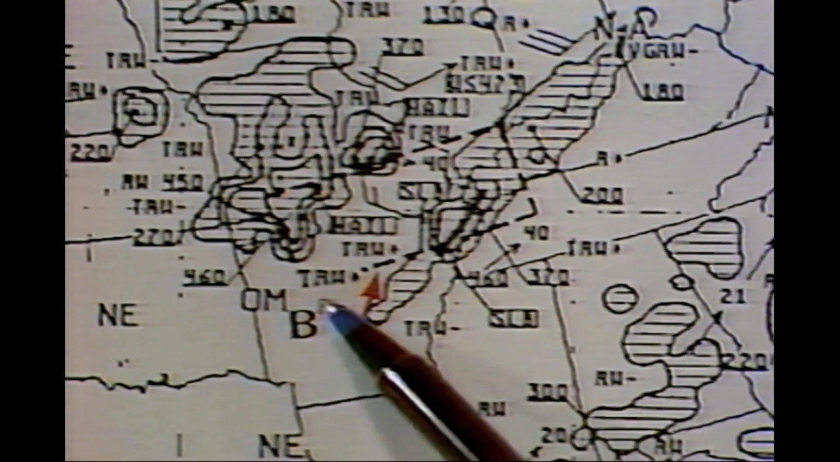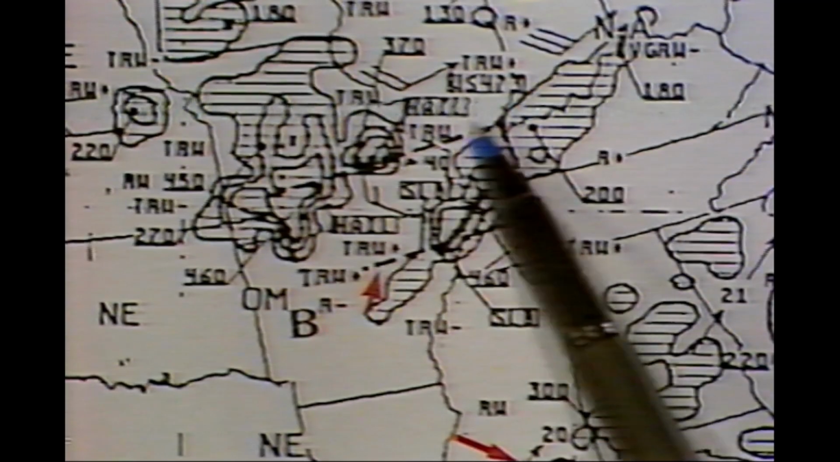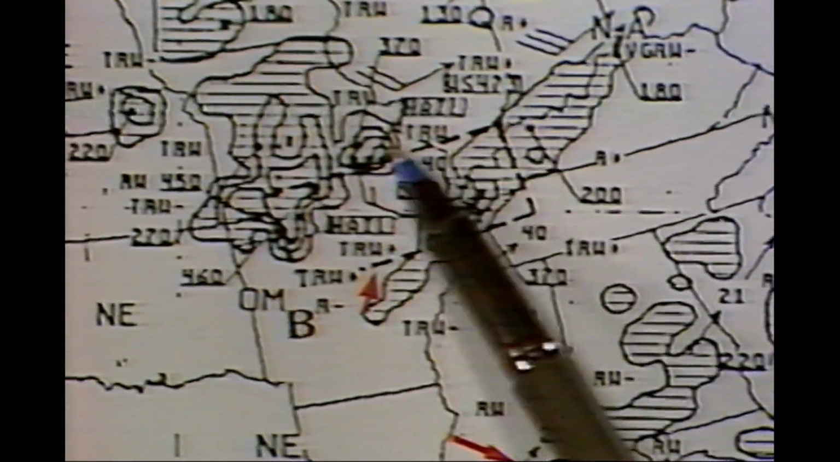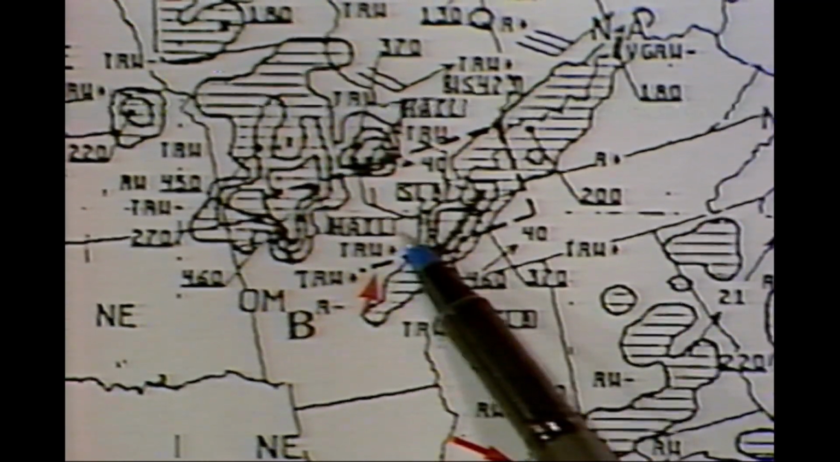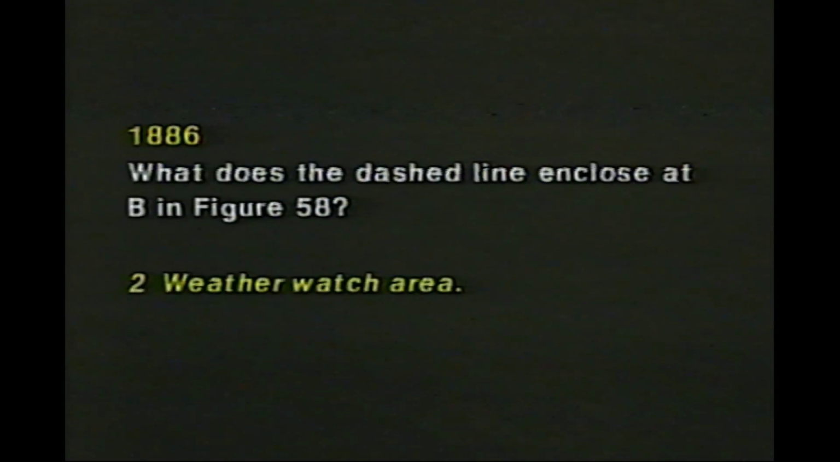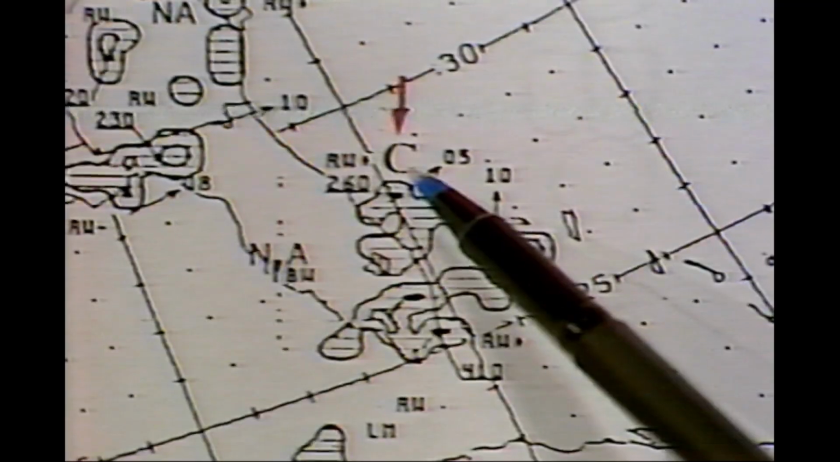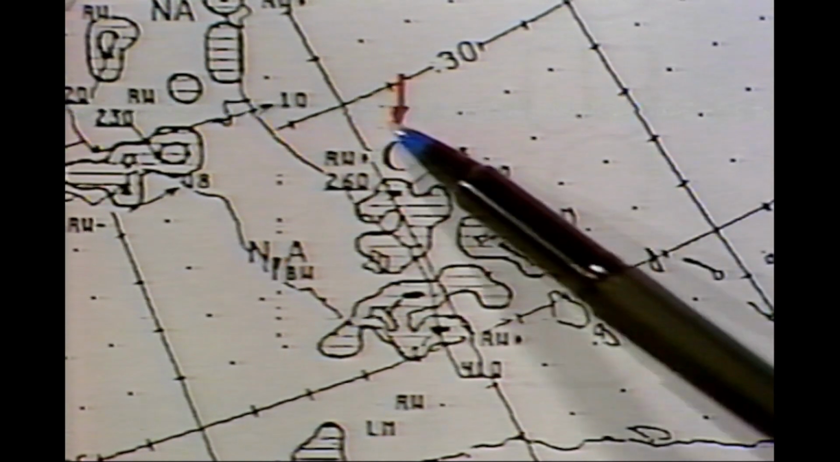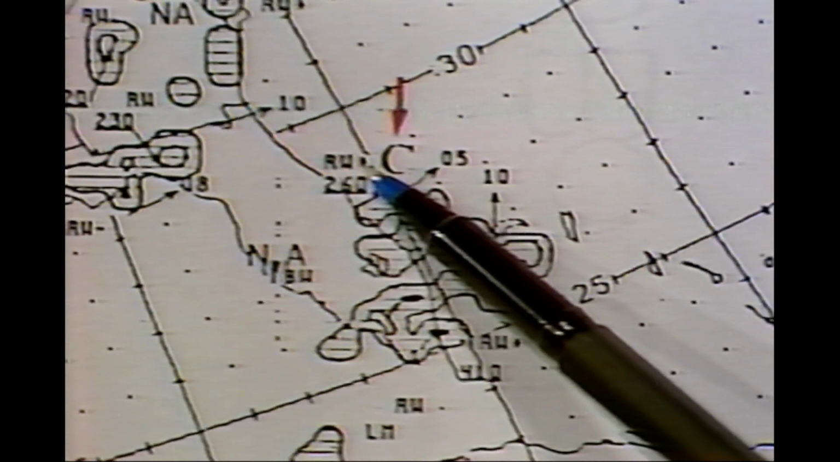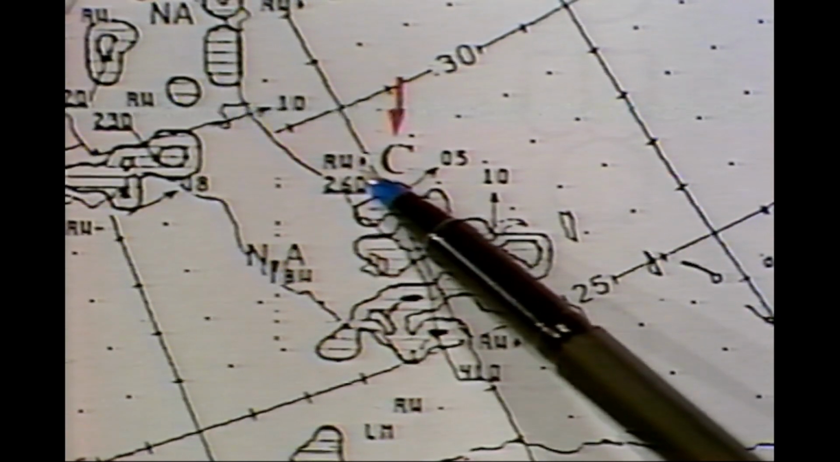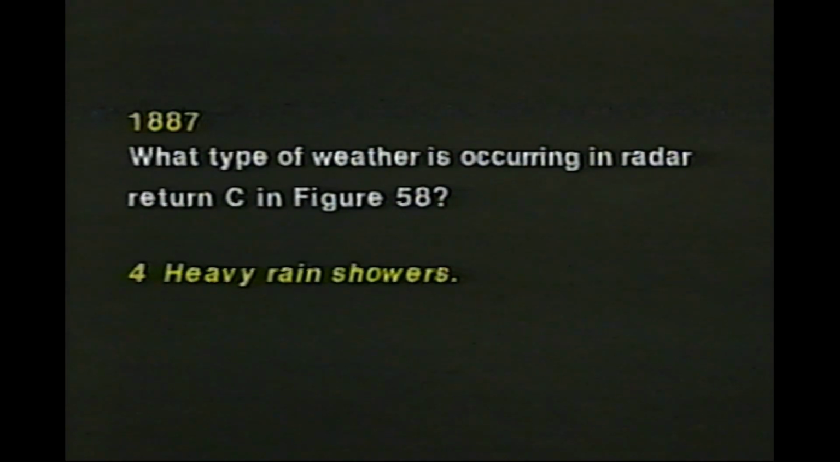886, what does the dashed line enclose at B in figure 58? Well, we'll find letter B, and we find our dashed line. It's kind of a rectangular area, and that just says that it's a weather watch area. Answer number 2. 887, what type of weather is occurring in radar return C? We find weather return C is down by the Florida Peninsula, and we see the letters RW plus. It's rain showers, heavy rain showers by that plus, so it's answer number 4 for heavy rain showers.